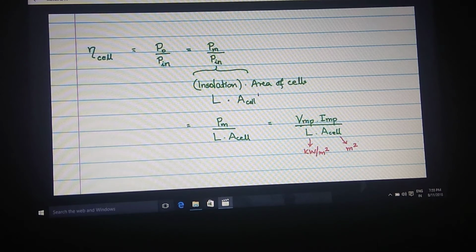However, one should note that the module efficiency is not the same as the cell efficiency. Efficiency of the whole PV module actually is less than the efficiency of the cell. What is the difference between these two? Basically, it is in the area of the cell and the area of the module. Now, let us look at this difference.